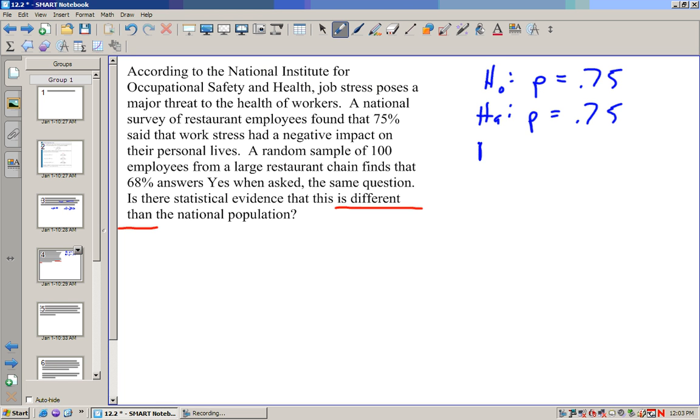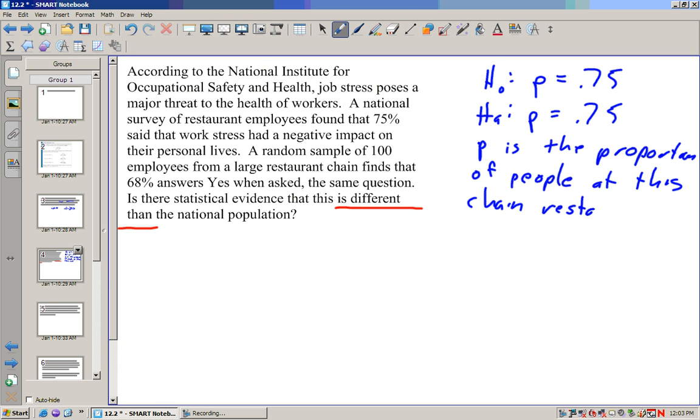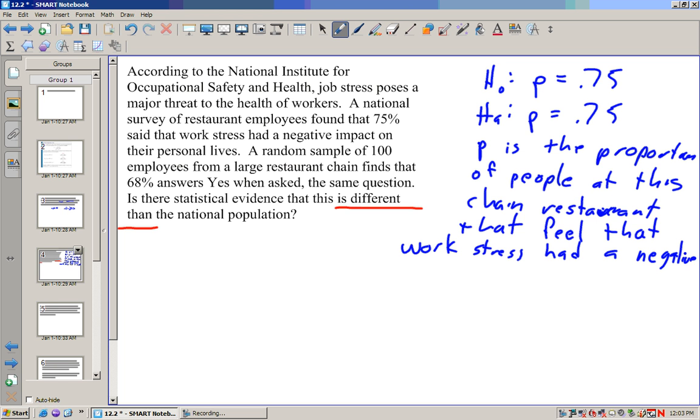So now we want to define P. P is the proportion of people at this chain restaurant that feel that work stress had a negative impact on their life. All right. So we got our hypotheses taken care of.